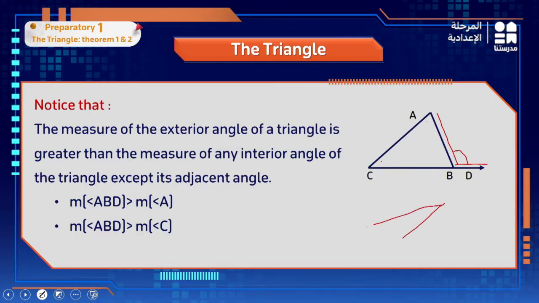So here, let me draw this triangle. This is A, B, C, and here D. Is ABD greater than angle B? No. ABC? No. So the exterior angle is always greater than the interior angle that is not adjacent to it. Now we have a video from the AKB. Let's watch it together.